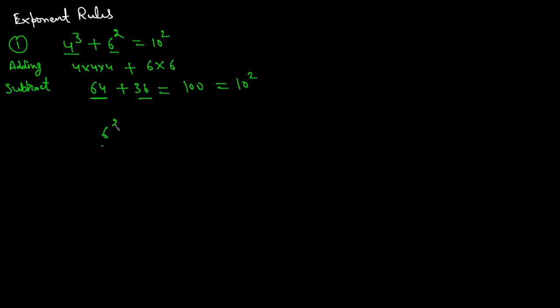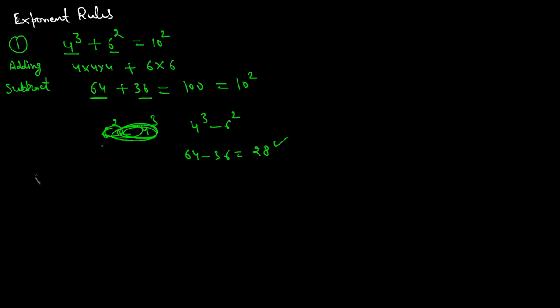Let's say 6 squared minus 4 cubed. Oh, sorry, that would be negative, so let's do 4 cubed minus 6 squared. I'm subtracting them. So 64 minus 36 is going to be 28. That's the answer here.